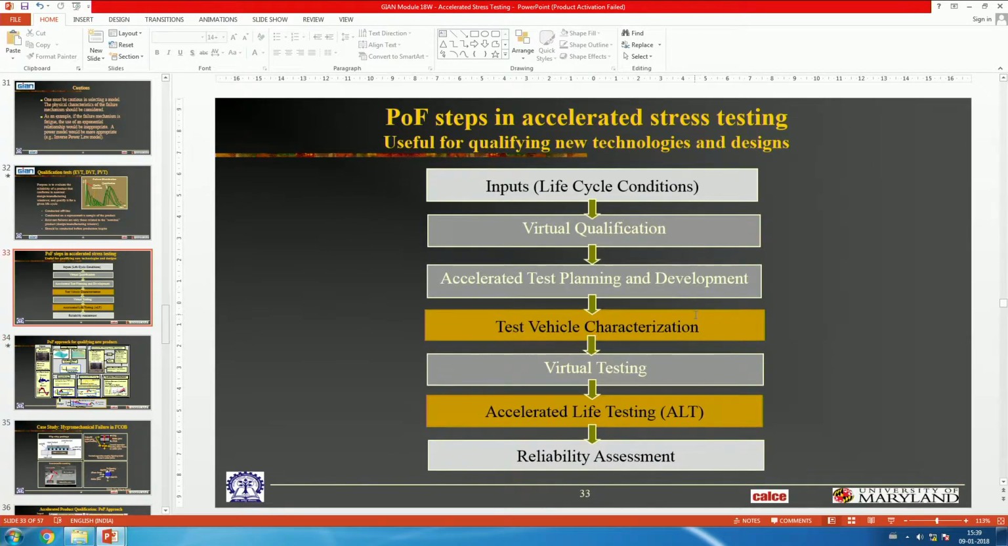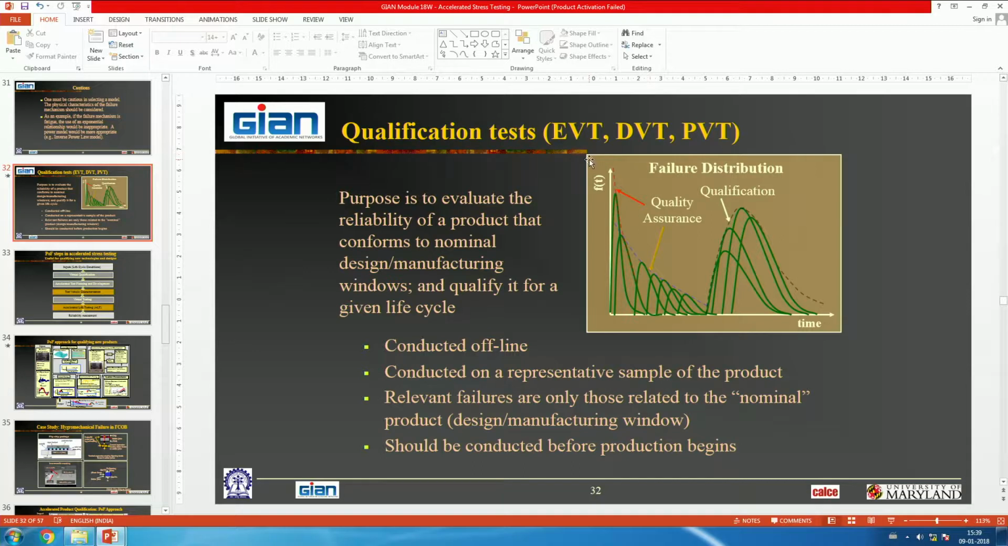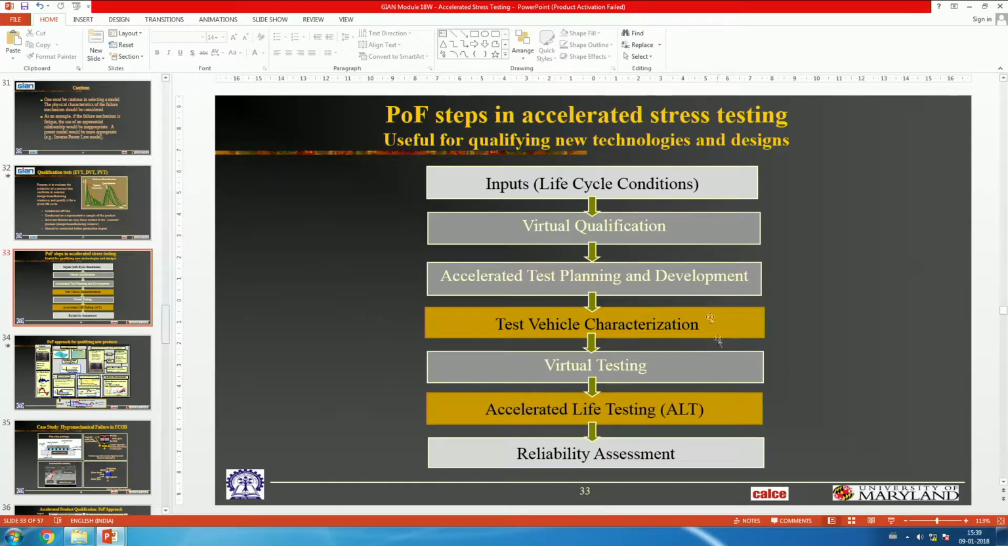We already talked about the fact that these accelerated tests are used at 3 different stages: engineering verification, design verification, and process verification. I won't revisit that. But let's take one example end-to-end of designing, setting up, and conducting an accelerated test like this.